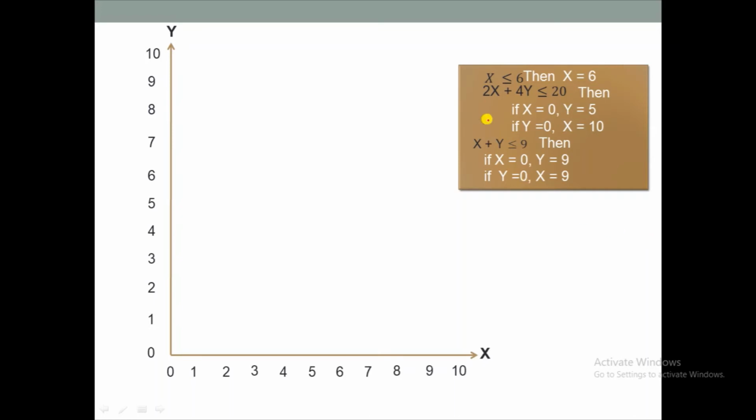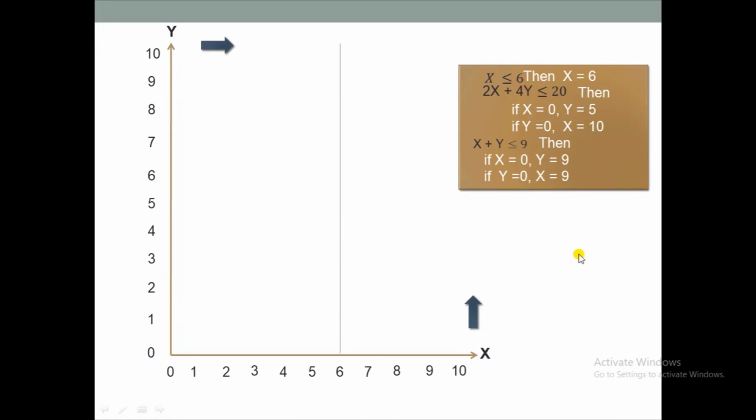Okay, so the first equation is x equal to 6. Okay, before that, we have the constraint that x, y must be greater than or equal to 0. That means all our coordinates, or all the lines, are going to be in the first quadrant only. So these symbols show that we are going to plot all the graphs in the first quadrant. So let's take the first equation, that is x equal to 6.